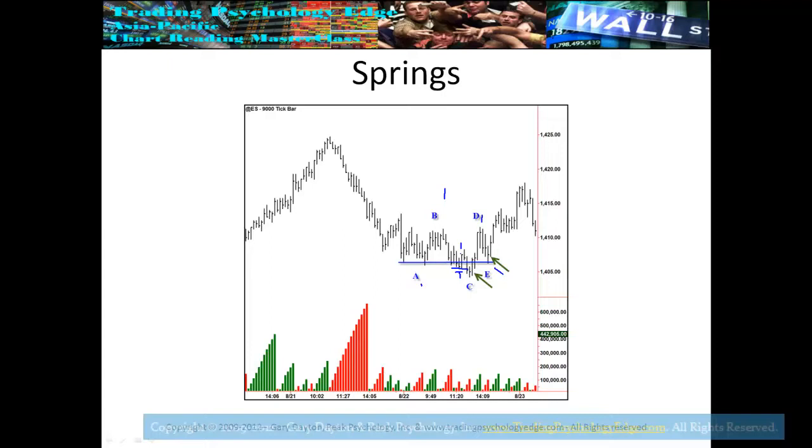Darren says, I noticed that a test after the spring will often come back down to the previous swing low. Is that significant? This is just like a little mini accumulation area in here. This is just on a small time frame, so they come back into the accumulation. They find no supply there.